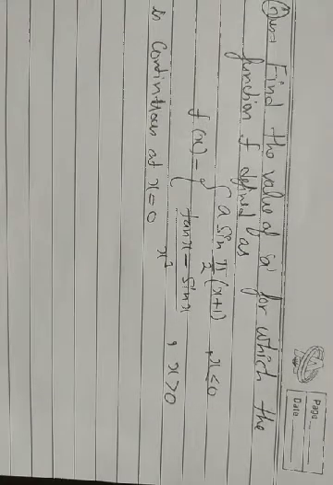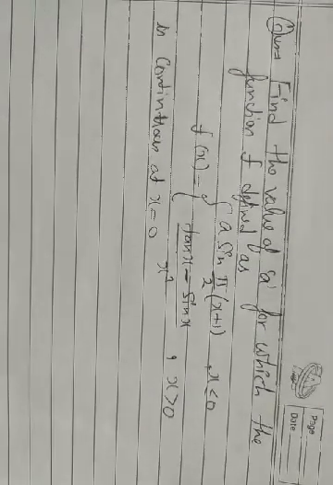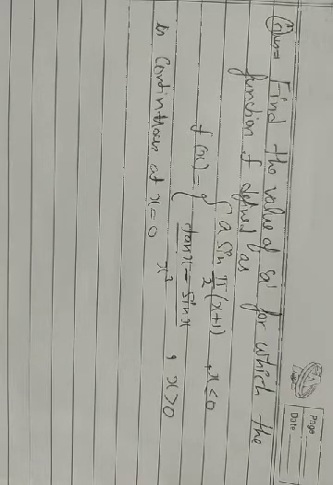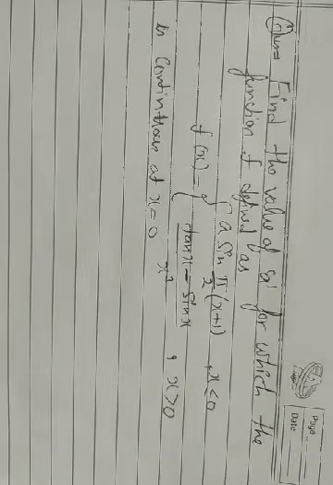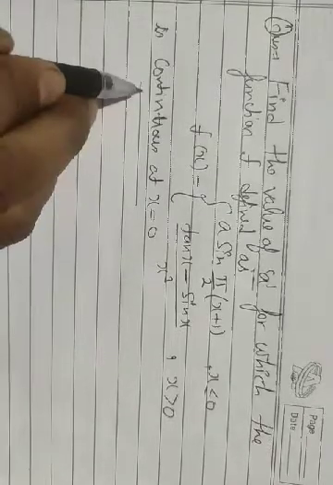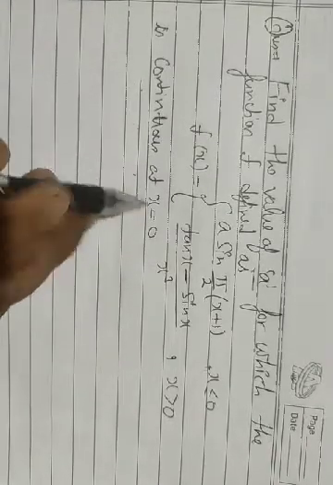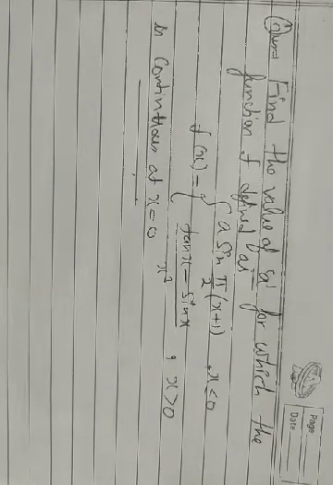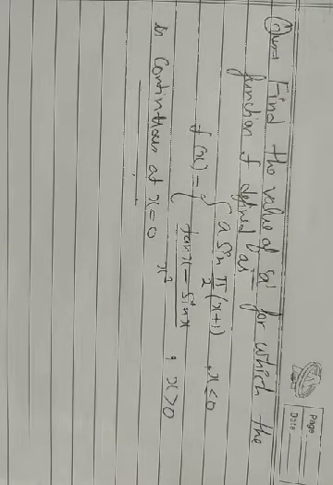Find the value of a for which the function f defined as f(x) equals a sin(pi by 2 times (x plus 1)) whenever x is less than or equal to 0, and again f(x) is defined as (tan x minus sin x) upon x cube whenever x is greater than 0, is continuous at x equal to 0. We have to find the value of a, given that it is continuous at x equal to 0. Since it is continuous at x equal to 0, our left hand limit and right hand limit are equal to f of 0.